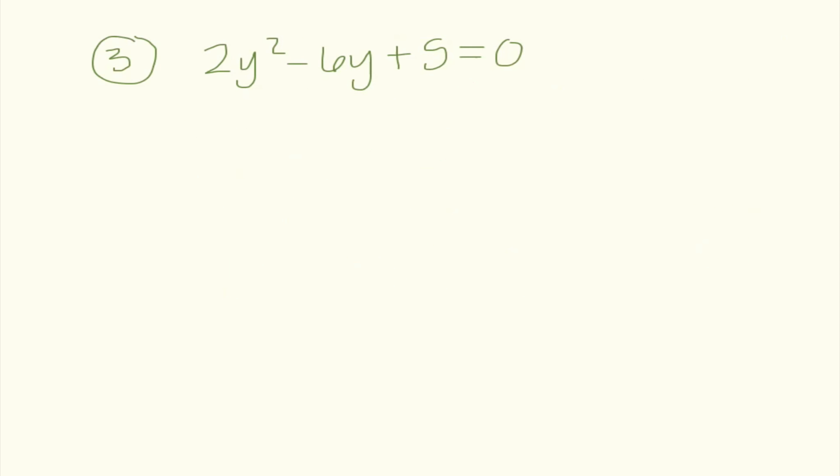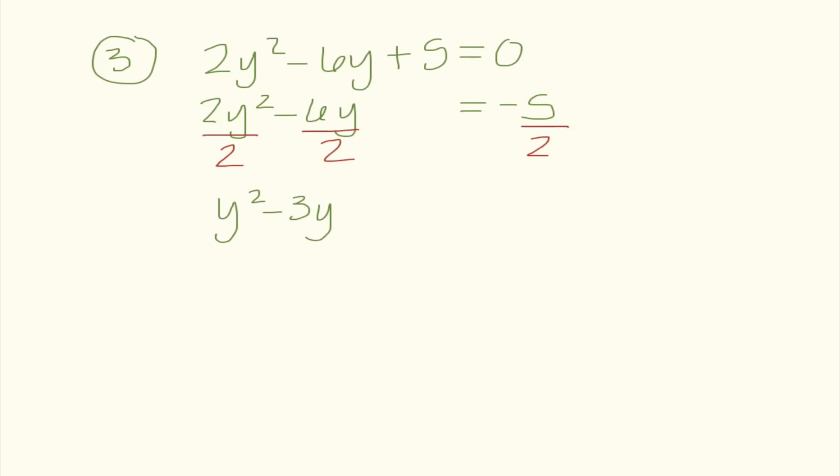Okay, repetition. Here we go again. We are starting by bumping that 5 over to the other side. This one is more difficult because all of a sudden I have something other than 1 as my leading coefficient, so I need to divide everything by 2. And I get y squared minus 3y equals -5 halves.